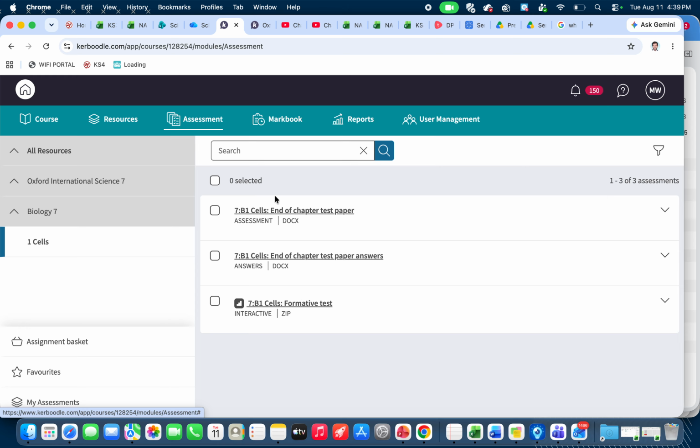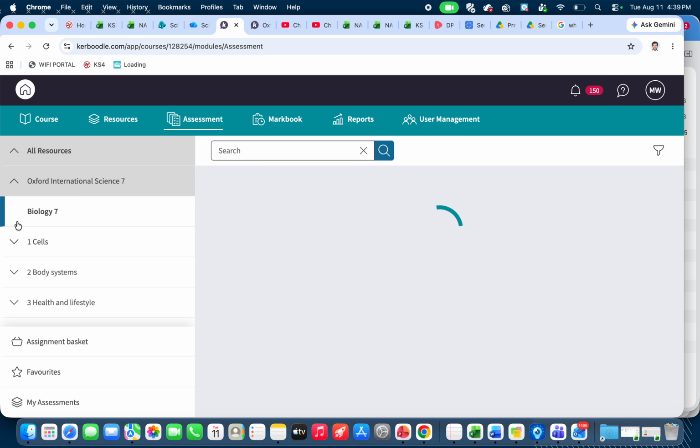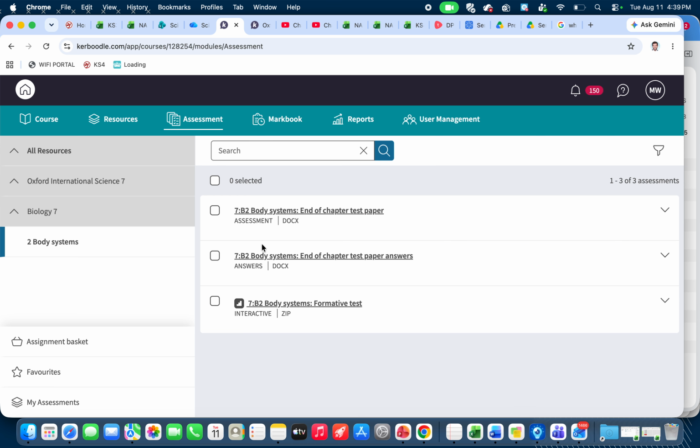The written paper is going to come from here, but each written paper I want to take at the end of each block. So the written paper for the first block, we've got 7B1 and 7B2, will come from this, but it'll also come from the body systems paper. So there's a job for us to do in terms of pulling questions from each of these test papers. We don't need to do the whole thing. Okay, let's have a little look.